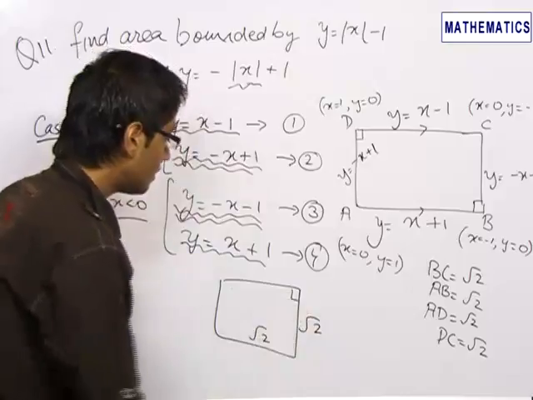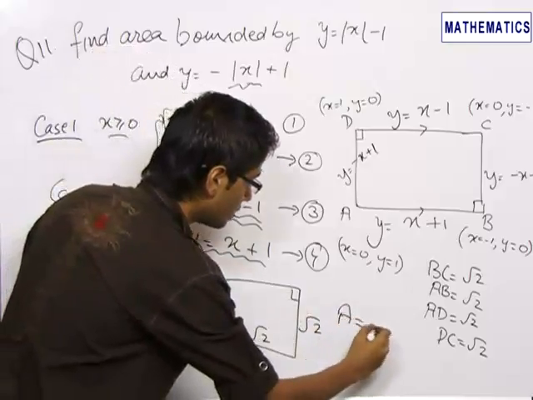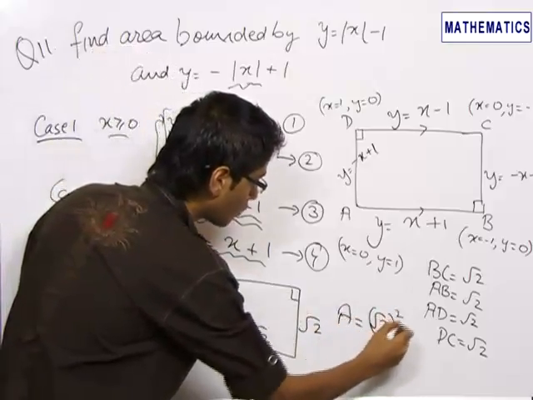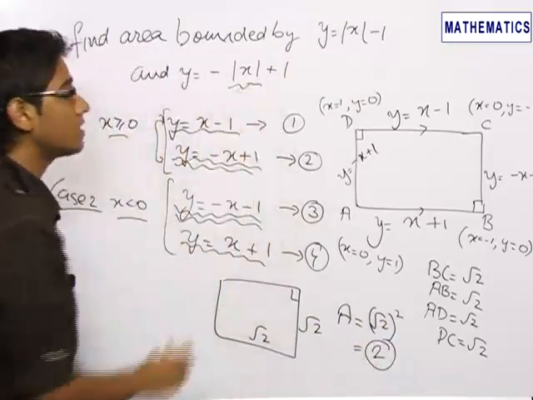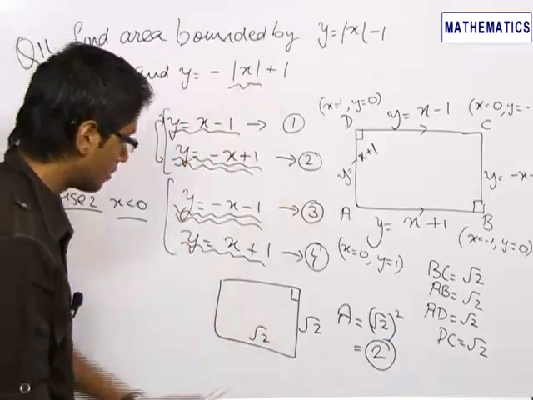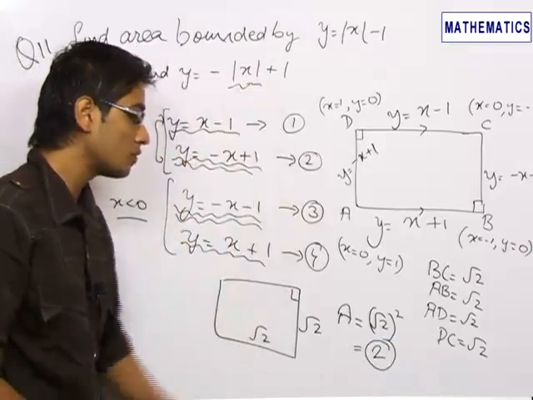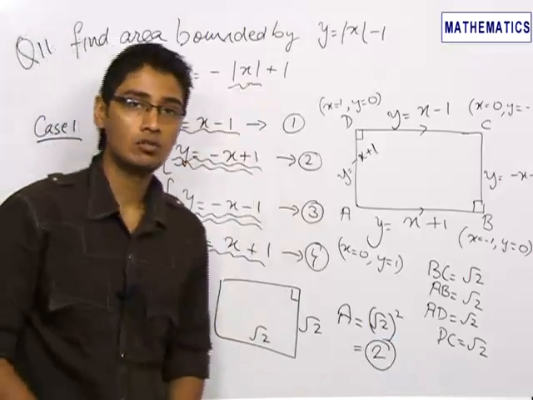So we can clearly see that the area of this figure is equal to side square, which is root 2 square, which is equal to 2 units. So these four lines are enclosing a square of side root 2, and the area of this figure bounded by the four lines is equal to 2 square units.